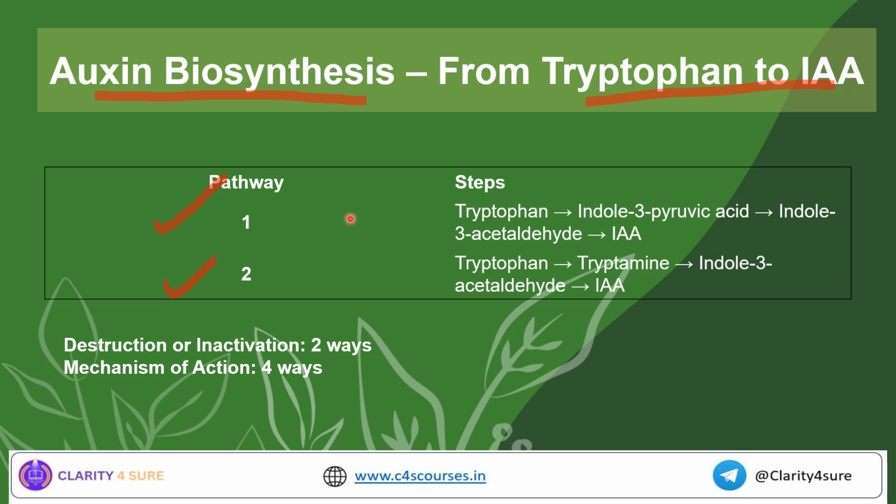Okay. So you have to remember in how many ways auxin can be synthesized in plants. Here I have denoted the destruction and mechanism of action of auxin. Just remember how many ways these two processes happen, because we'll be discussing them in detail in the coming slides. Destruction or inactivation happens in two ways. Mechanism of action happens in four ways.